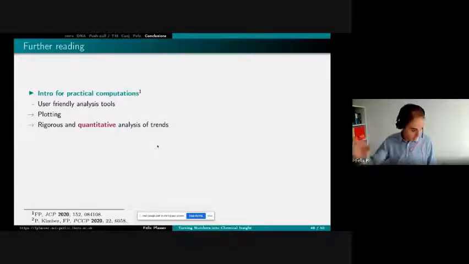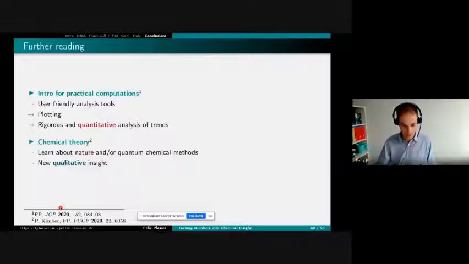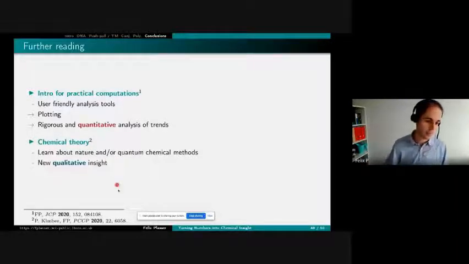Okay, then if this interests you, I would suggest two papers that came out this year. The introduction for more practical computation is in this JCP, a special issue on electronic structure software. So this is just to get started with Theodore. And if you really want to dig into the theory and how we move from pictures to actual understanding of the energies, then I would suggest this PCCP perspective that's also from 2020.